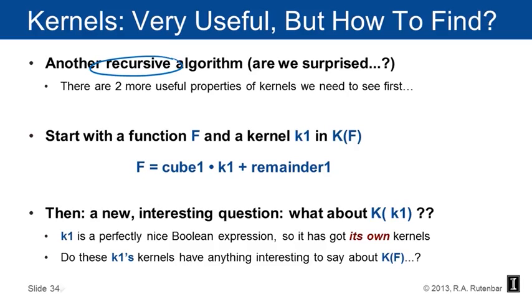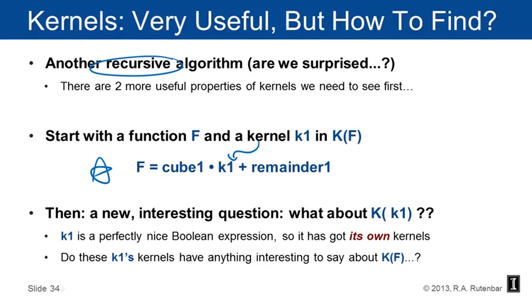But there's another couple of properties that we need of kernels to be able to put all the pieces on the table so that we can actually create a not very complicated algorithm. So here's the first thing I want to explore. Suppose I start with a function F and it has a kernel, K1, in the kernels of F. And so one of the things I know is that I can write the Boolean expression F in this manner. I can say F is cube 1 times K1, and K1 is the kernel, plus some remainder.